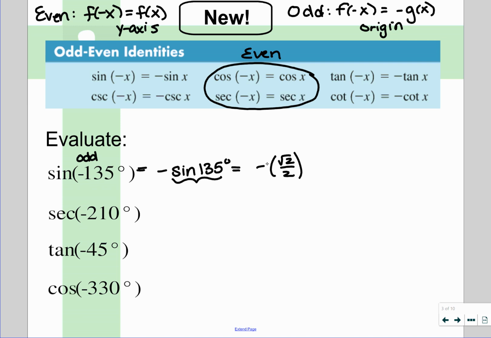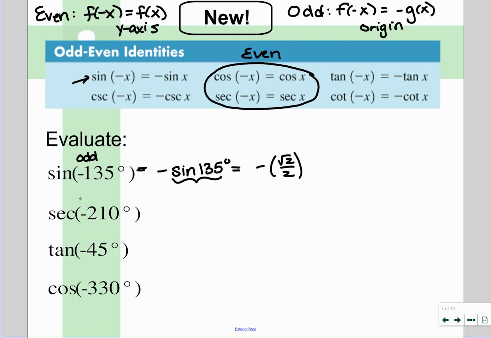Wait, so how did you know sine is odd? That's up here. Do you see that? Yeah. So that tells me I can bring the negative out front. It's also, I mean, if you didn't label that it was odd, at least if you saw in the formula sheet, oh, what can I do with that negative? I can bring it outside the function. That's fine, as long as you recognize that. Cosine and secant are the only two that are even. So let's look at the next one.